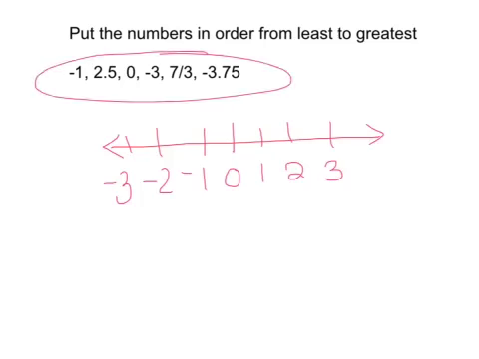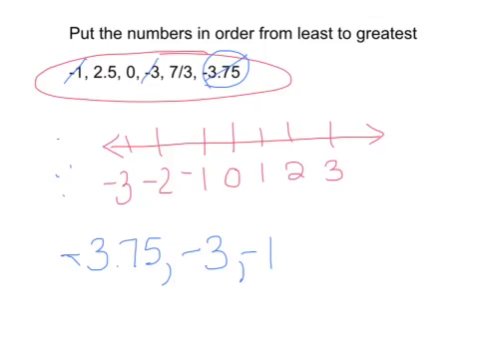Well, the bigger the negative, the smaller the number. All right, so the biggest negative I have is 3.75. So in order from least to greatest, I'm going to put negative 3.75. All right, moving on, I see a negative 3. That's the next largest, so negative 3. And then I move towards negative 1. All right, 0, we're going to put 0 there.